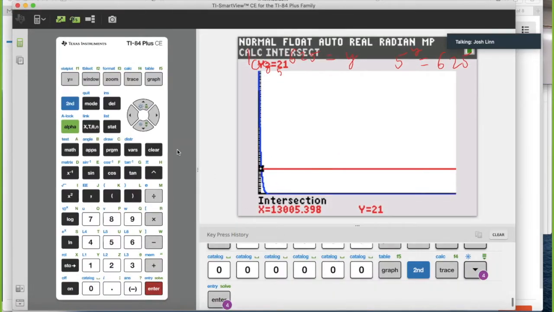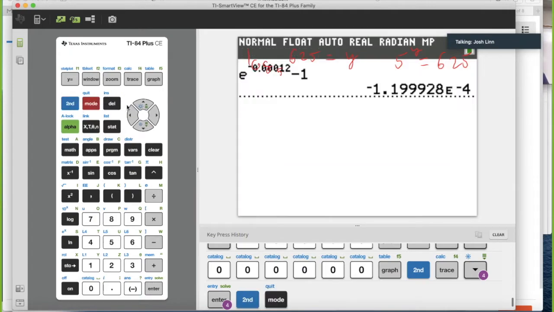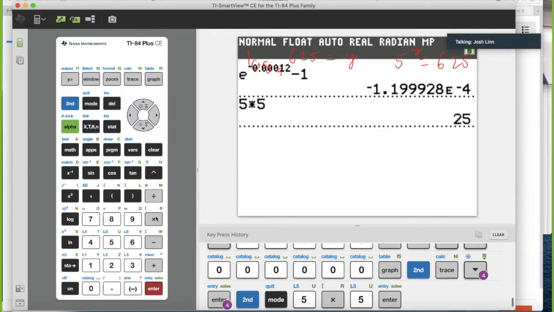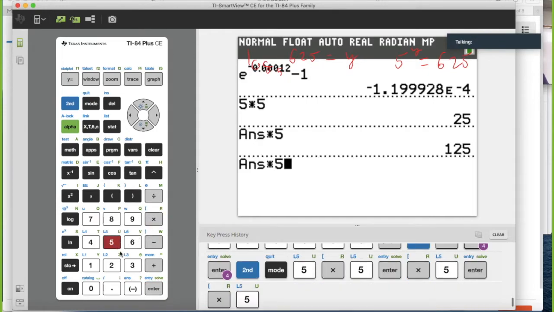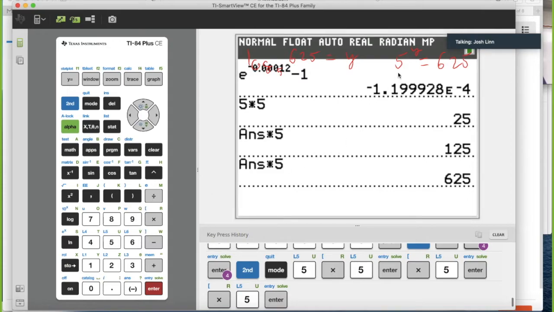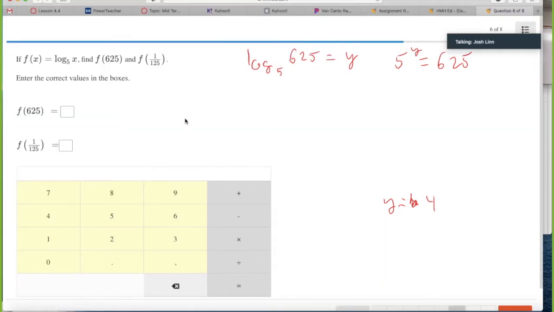So what I would do on my calculator, and this is again because I'm bad at basic math, I need to figure out how many times I multiply 5 together to get 625. 1, 2, 3, 4. So y equals 4. So you saw what I did on my calculator. I just started counting until I got to the right number. So this one's going to be 4.